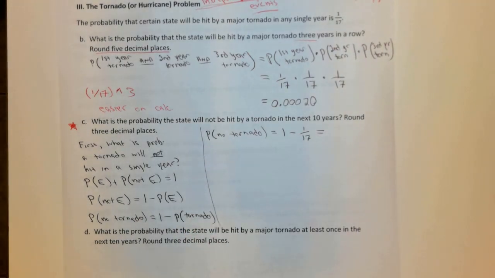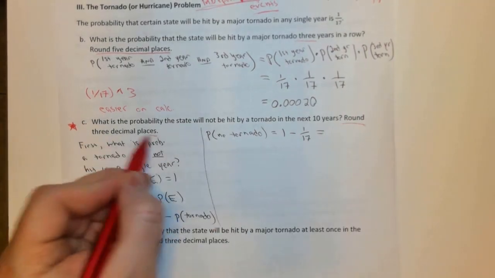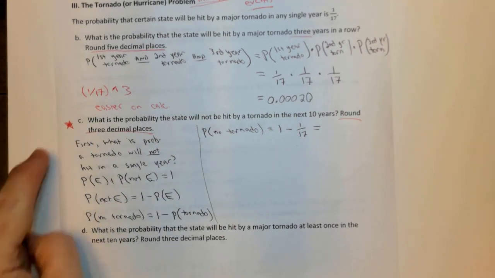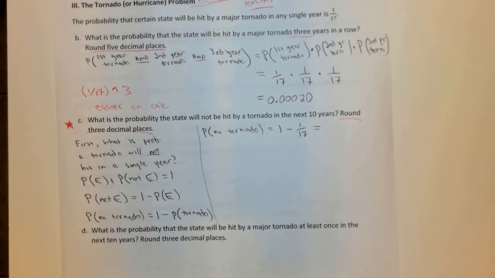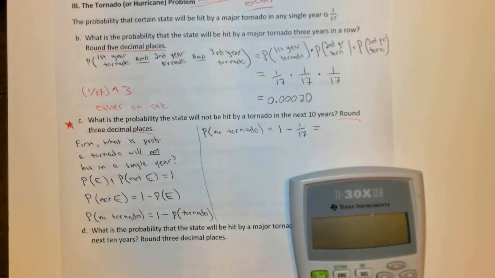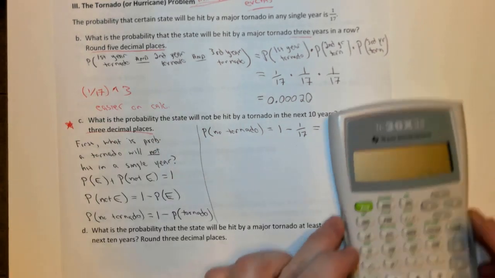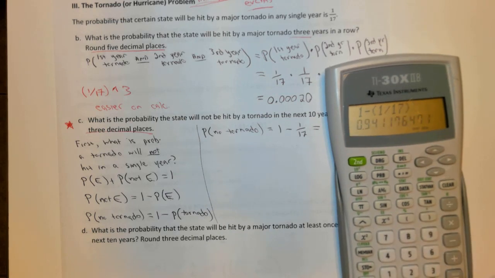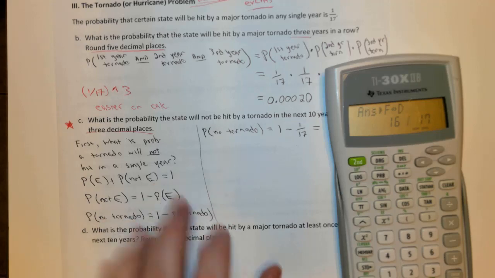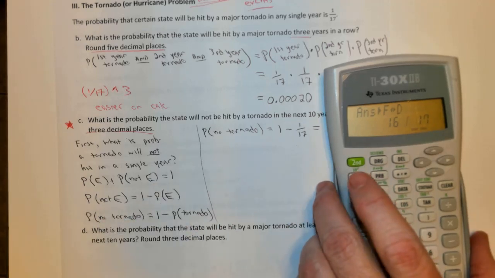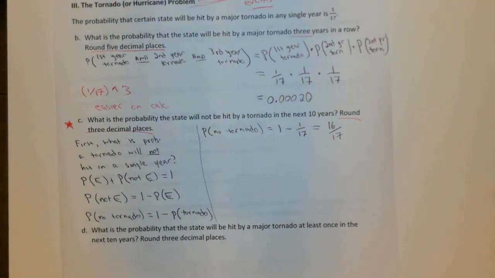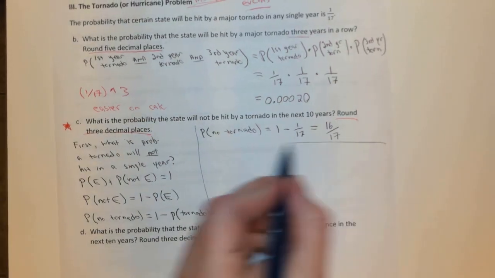Now, even though the final answer wants me to round to 3 decimal places, I'm only on the first step to figure out the probability of no tornado. So I'm going to find the exact number using a fraction. So 1 minus 1 divided by 17, and then I'm going to convert that. Okay, so 16 over 17. Now, that's the first part completed.